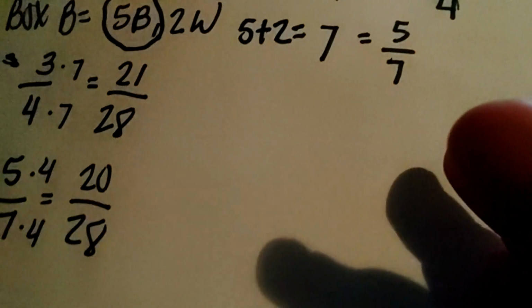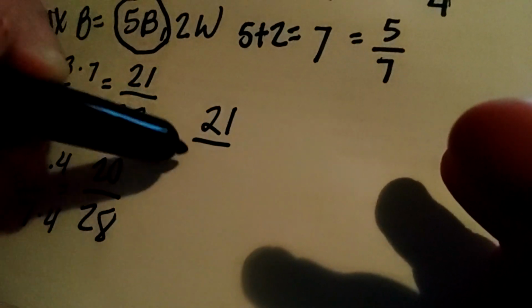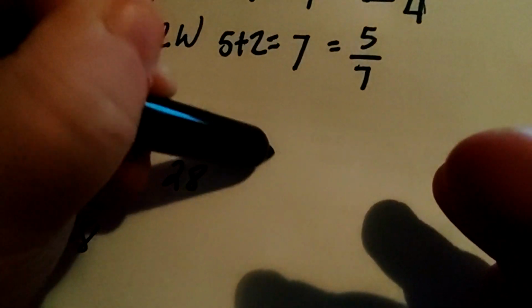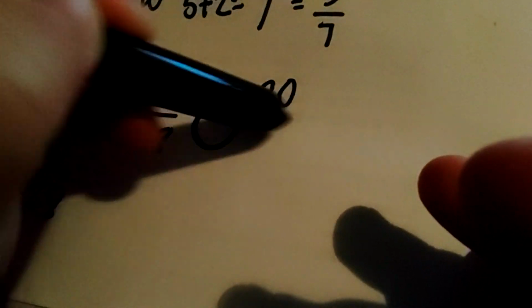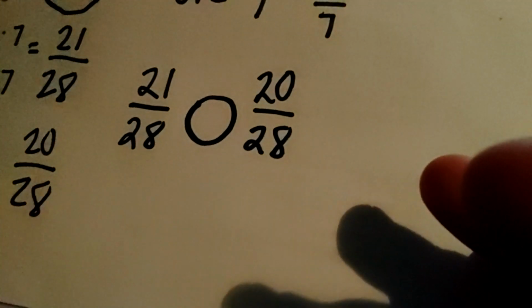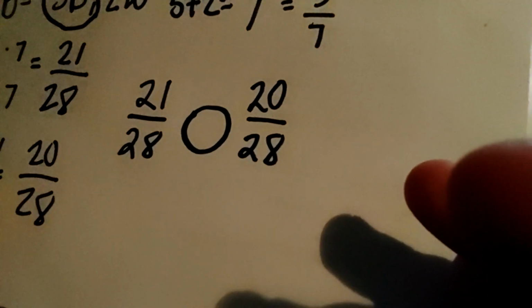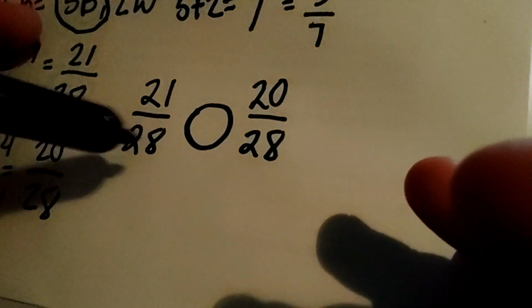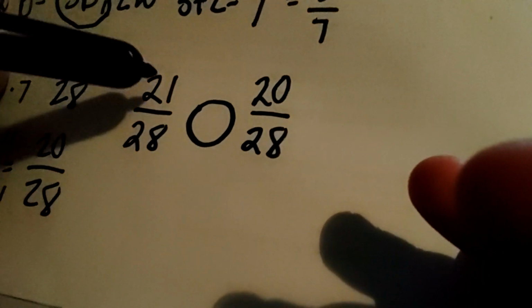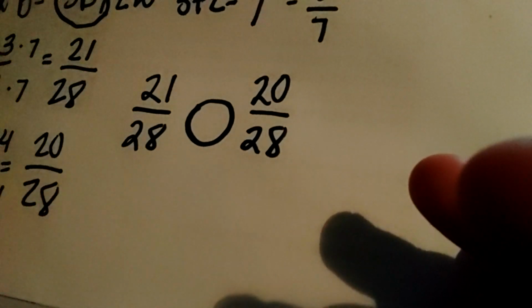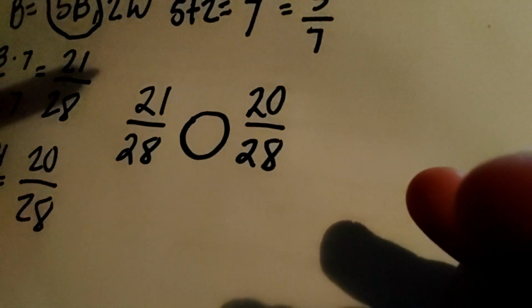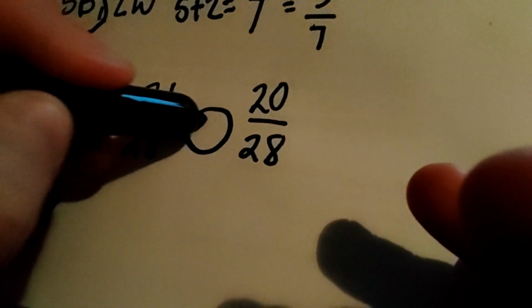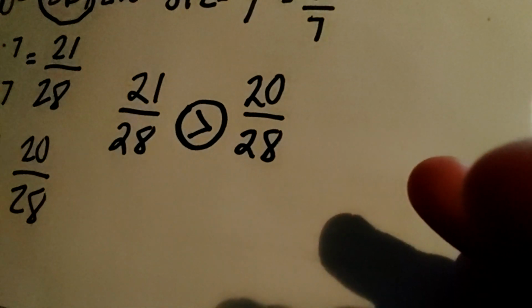Let's write 21 over 28, and put a circle so we can put our greater than, less than, or equal sign here. And let's take our 20 over 28. Let's compare these two. The 28 is the same, so we're not going to look at that. We're going to look at this 21 and this 20. Which number is larger? You both said 21 at the same time. So we're going to put our greater than symbol.